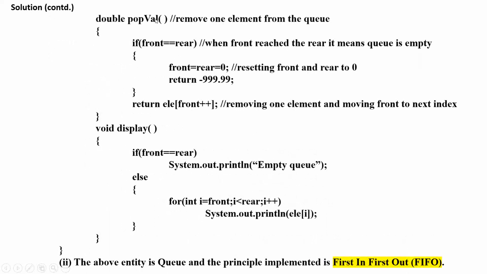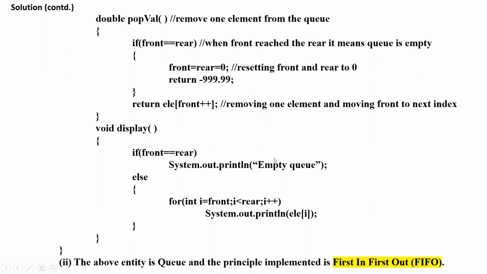Now the pop function, in the pop_val, if front equals rear, it means the queue becomes empty. Remember, at the beginning front and rear are at 0, and the queue is empty. The moment you add, rear shifts and keeps moving far from the front. And when an element is deleted, front moves nearer to the rear. And when both become the same index, again the queue becomes empty.